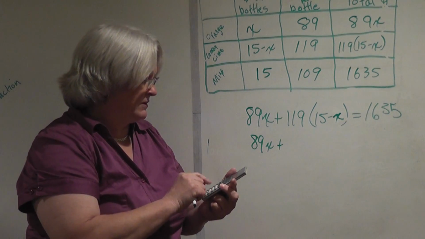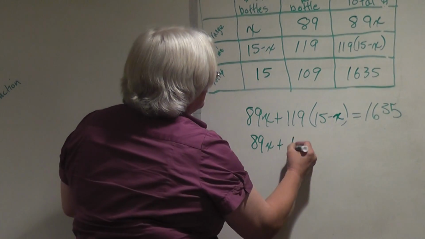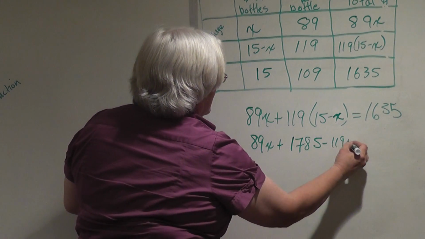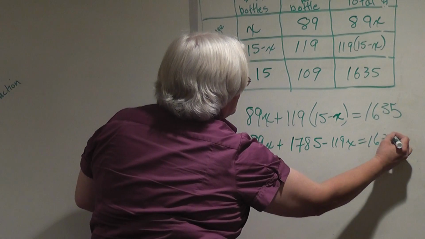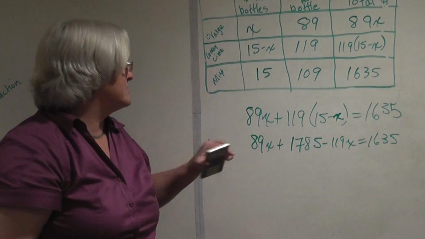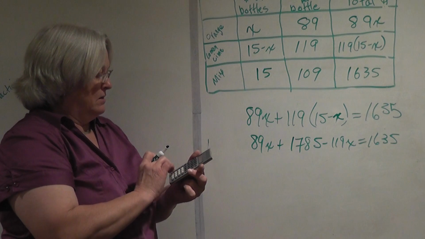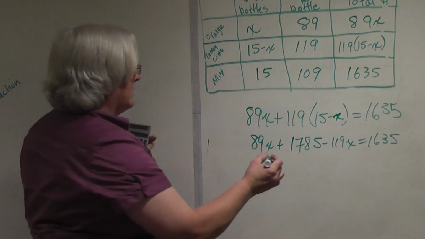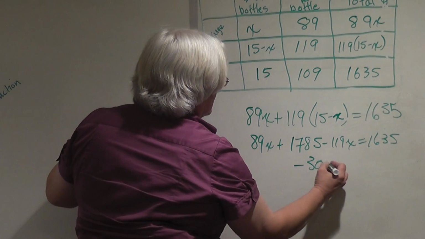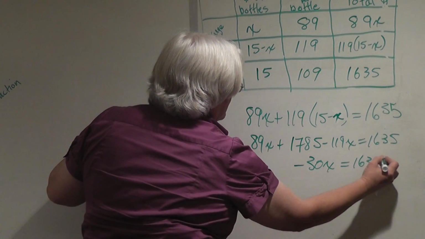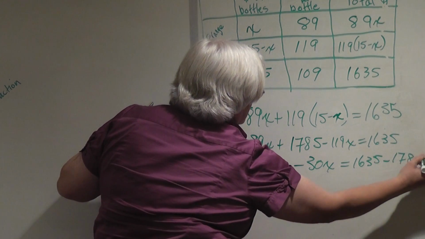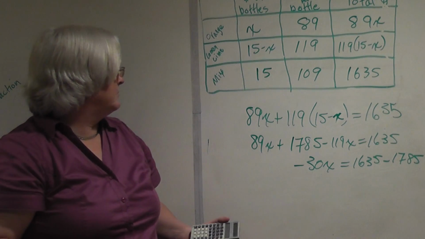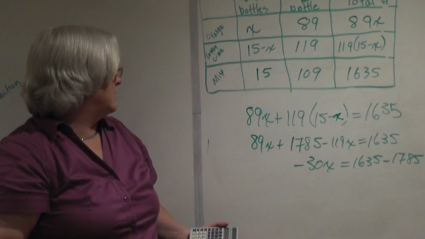119 times 15 is 1785. 1785 minus 119x is equal to 1635. Combining like terms, and we're going to end up with negative x again. We have 119 minus 89 is a negative 30x is equal to 1635 minus 1785. That should be like a negative $1.50 or something. I'm not liking how this is looking.